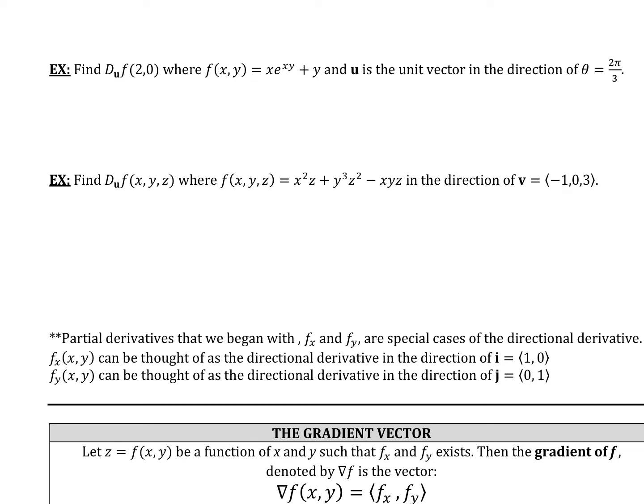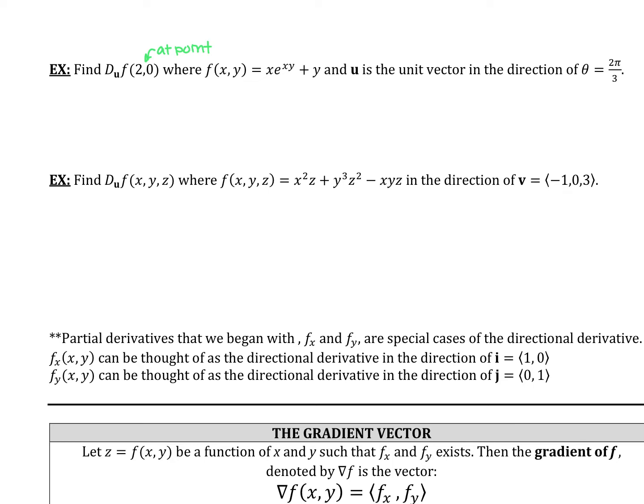All right, this first problem says, let's find the derivative in the direction of u at the point (2, 0). So this expression right here just says at the point (2, 0), meaning that's where we're standing, to find our directional derivative, where the function is f of x, y equals x e to the xy plus y, and u is the unit vector in the direction of theta equals 2 pi over 3.